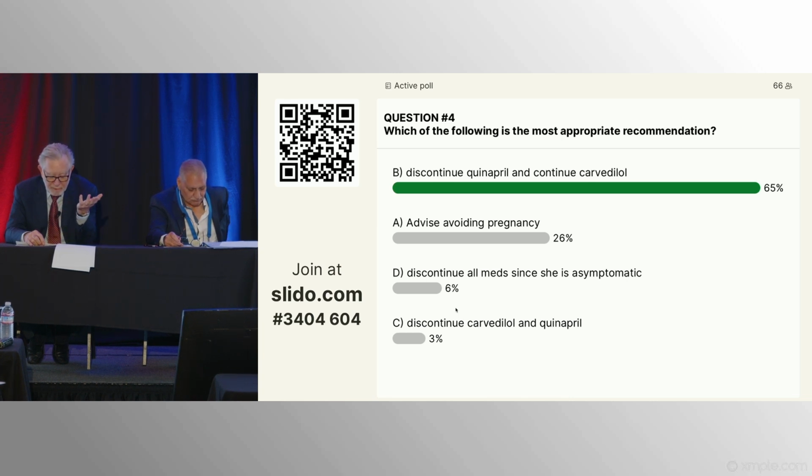Now, you could say discontinue quinapril and instead put her on sacubitril valsartan. Okay, I get that. Entresto's better than an ACE inhibitor for something like that. But you certainly want to advise avoiding pregnancy and honestly put her on more medicines. It doesn't matter whether somebody is clinically asymptomatic. If their EF is 40%, they will do better on long-term medicines.